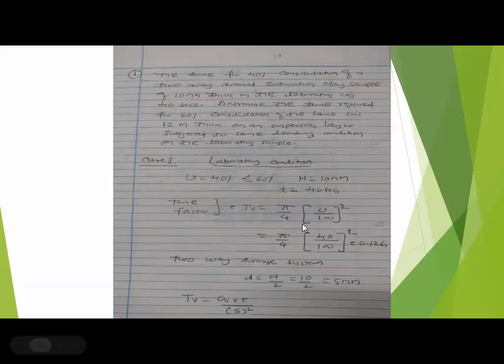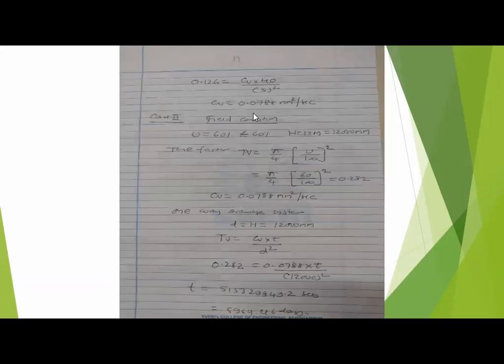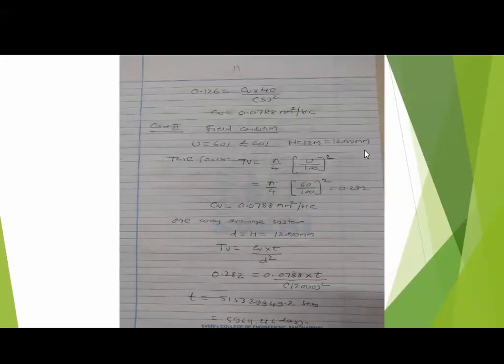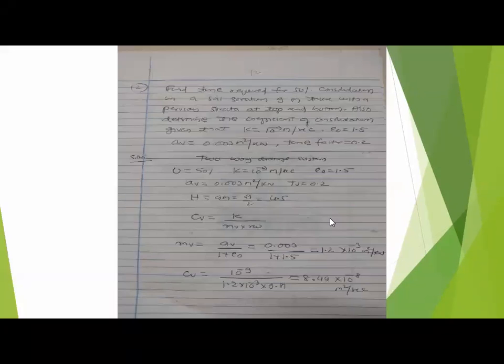Do it quickly. So this is CV. Once you get CV, for field condition U is 60%, H is 12 meter, that is 12,000 mm. So TV you calculate: pi by 4 into (60 by 100) whole square, which is 0.28. CV is given this much. D is equal to, this is a one-way drainage system. Is it given to you, one-way drainage system?